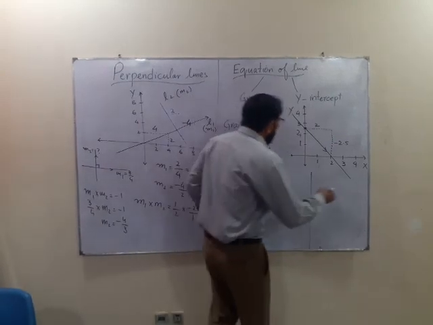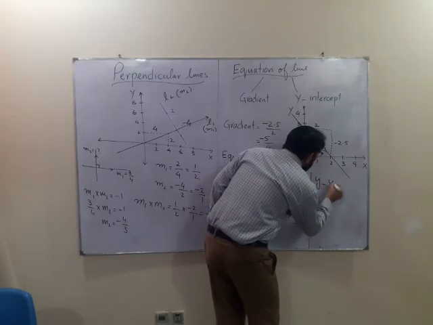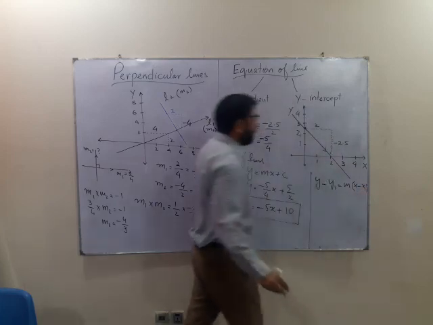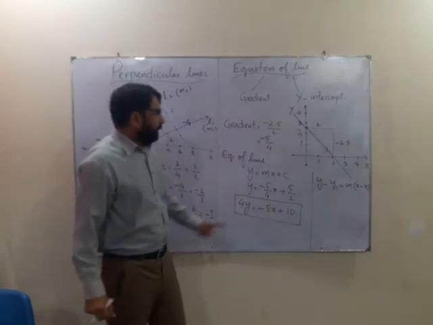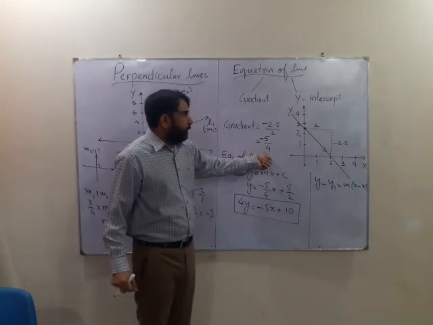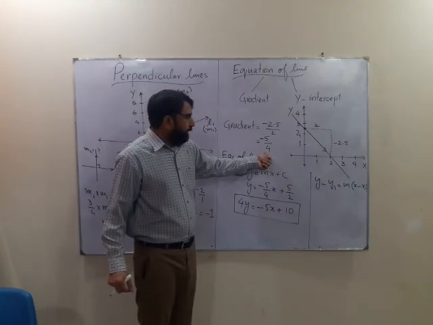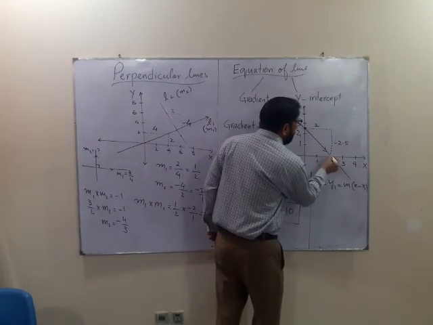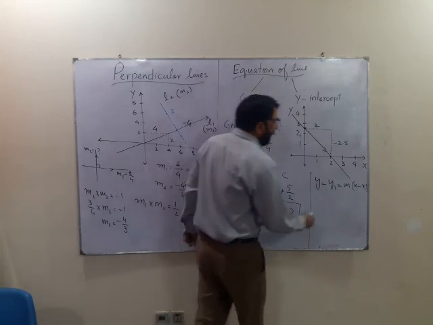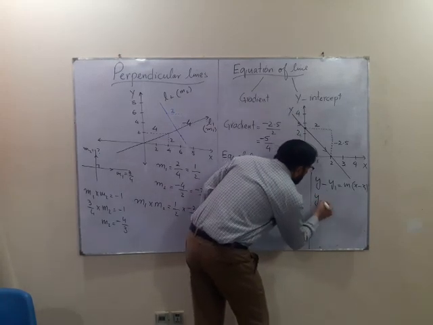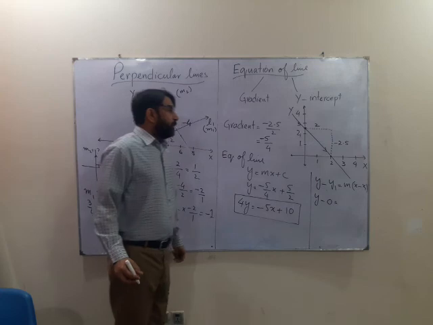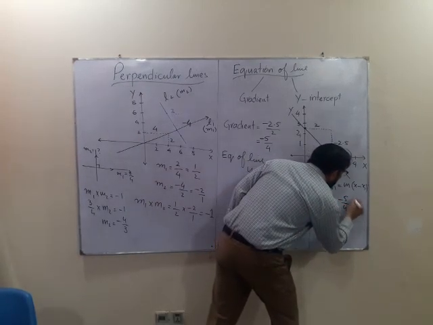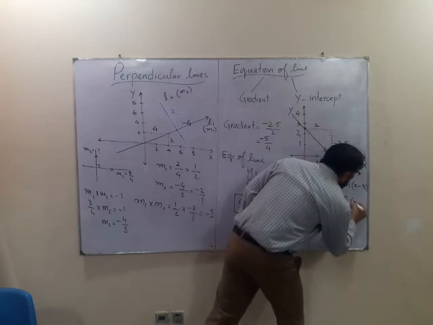We can use another way out here, which is y minus y1 equals m into x minus x1. In this specific situation, we have found the gradient already. We can use any one of the points. Y minus y1, let's say this is the point on the line whose coordinates are 2 and 0. So y minus 0 equals m. M is minus 5 over 4 and x minus 2.